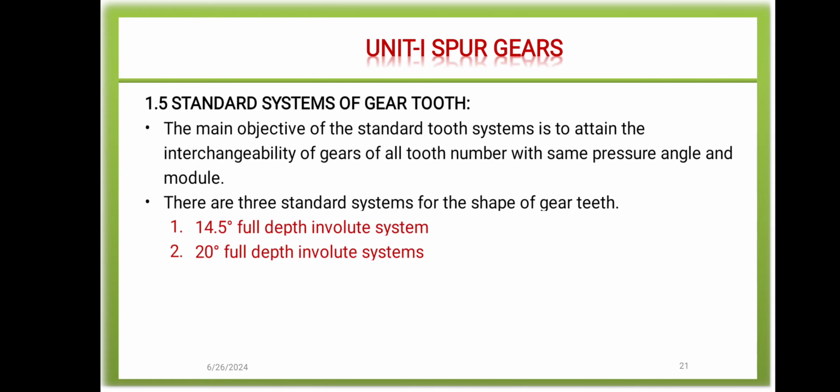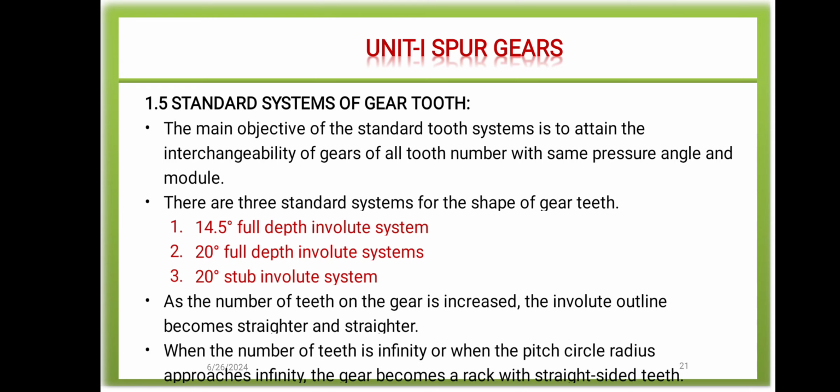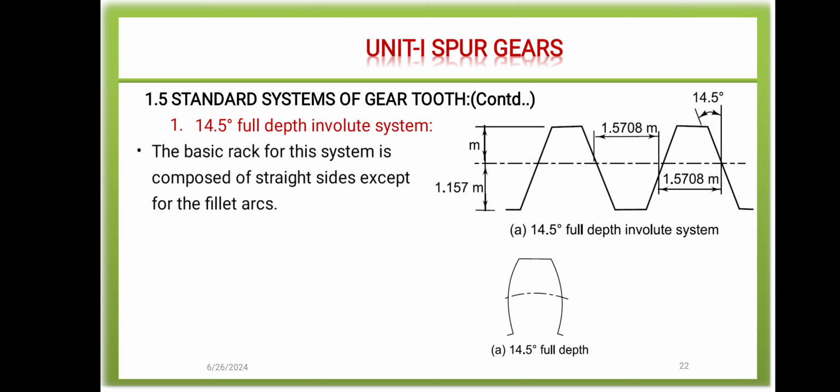Then there are three standard systems: 14.5 degrees full depth involute system, 20 degrees full depth involute system, and 20 degrees stub involute system. Based on these systems, we will be designing the gears. For the first system, the 14.5 full depth involute system, the basic rack for the system is composed of straight sides except the fillet arcs.